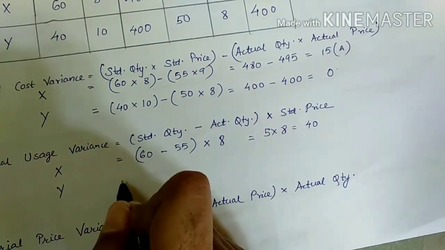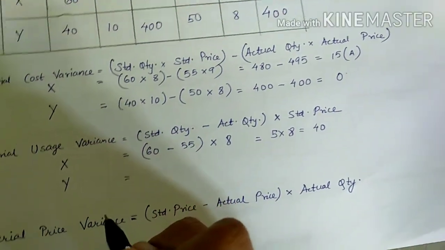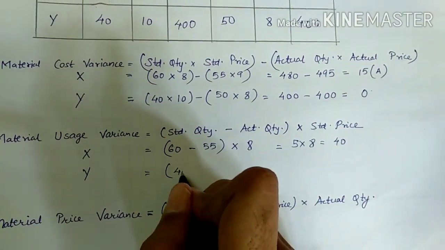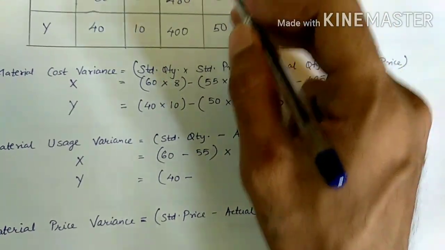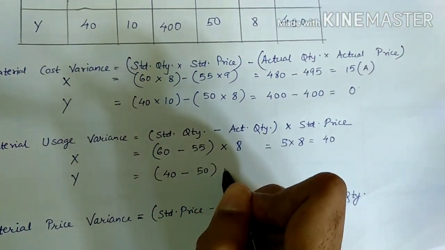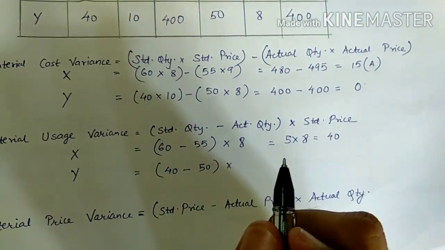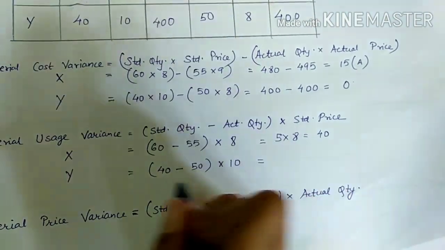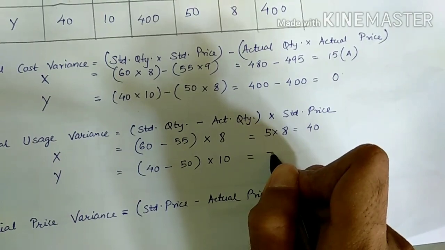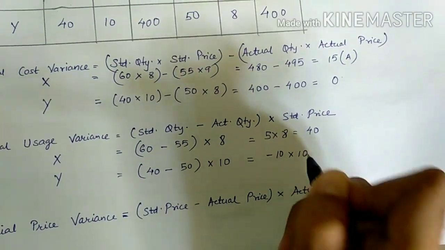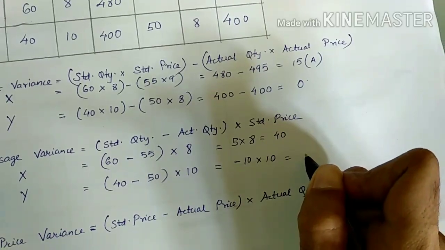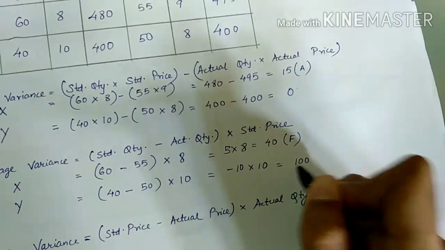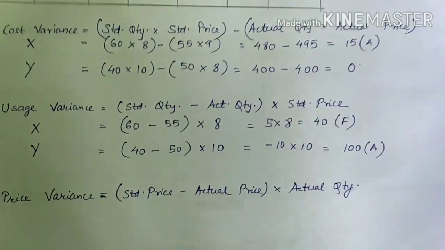Now for material Y, we need standard quantity minus actual quantity. The standard quantity for material Y is 40 minus actual quantity is 50. The whole thing multiplied by standard price, which is 10. So that comes to 40 minus 50 is negative 10 or minus 10 multiplied by 10, that comes to negative 100. Positive values are denoted by letter F, which stands for favorable, and negative A, adverse.